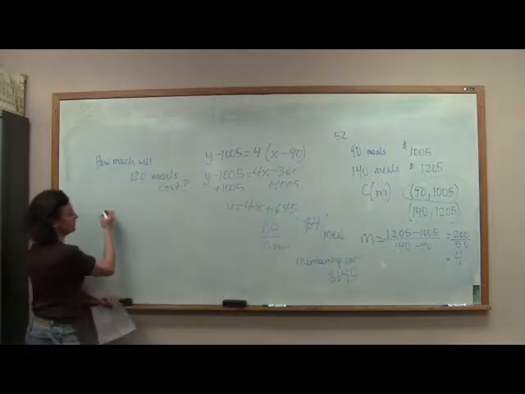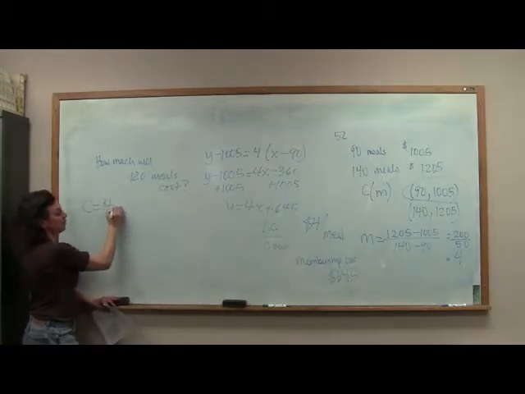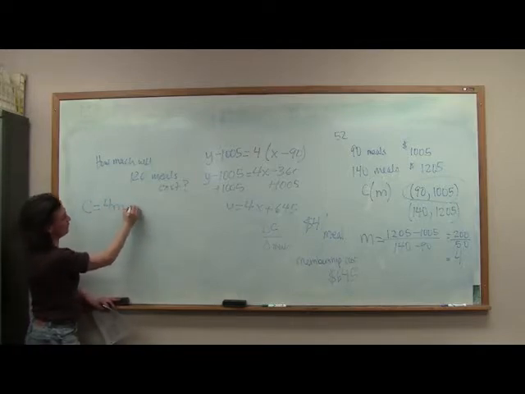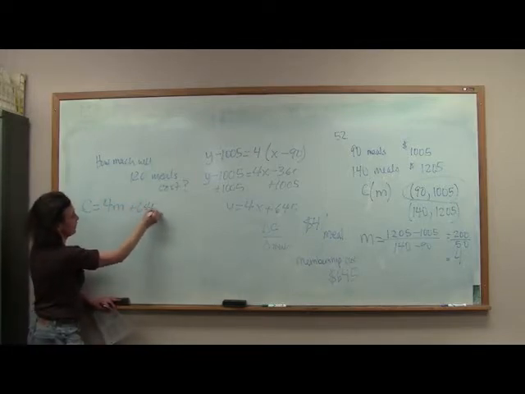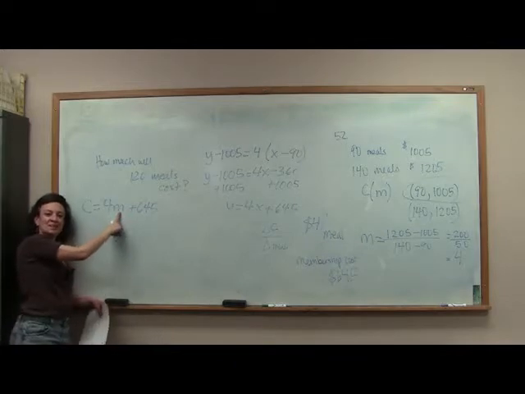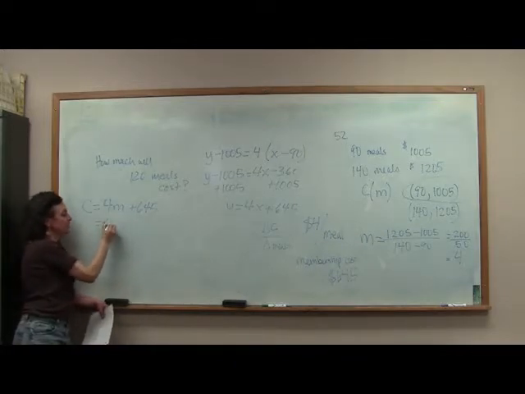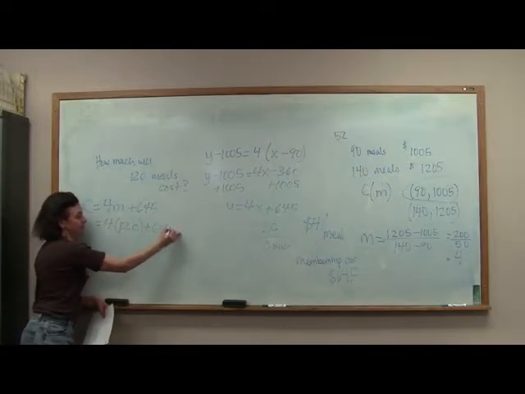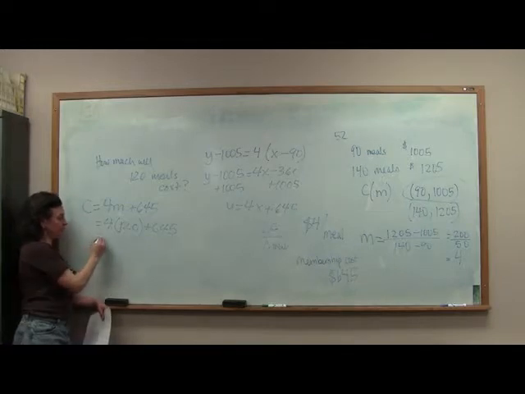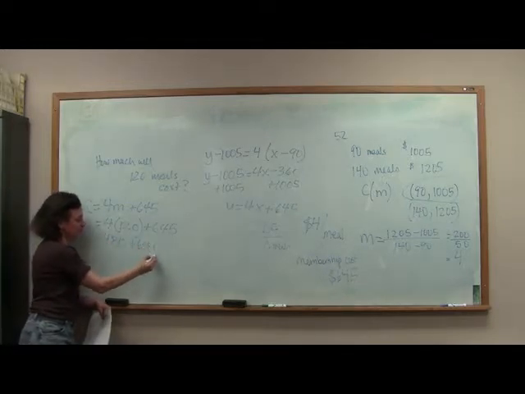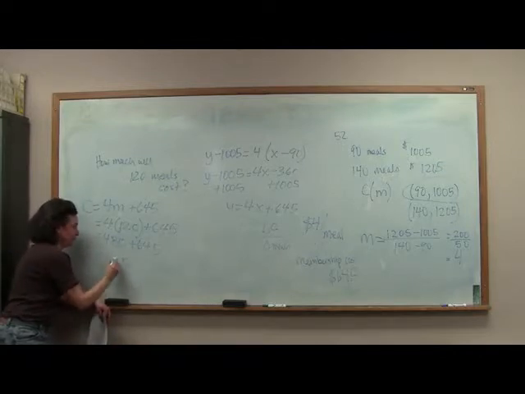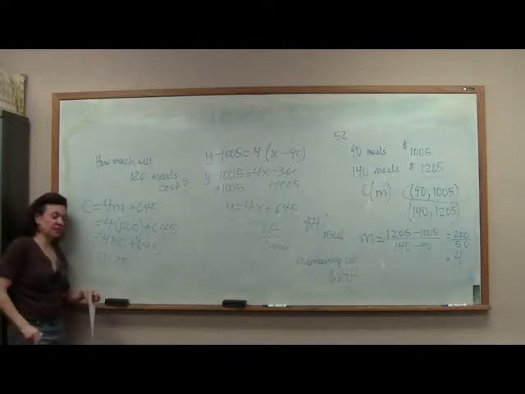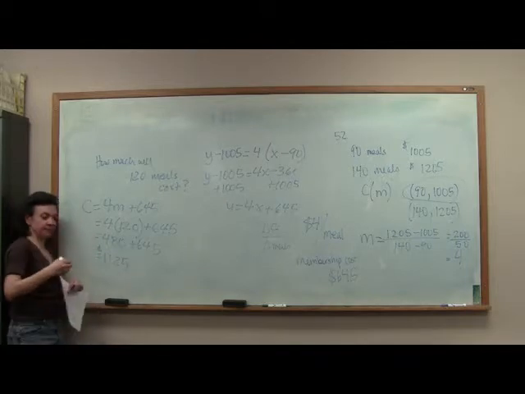I guess to be precise, we could rewrite this as c is 4m. But that would kind of mess us up, right? Because usually we think of m as our slope, but here it represents the number of meals. To compute this, all you would do is plug 120 in for the number of meals. So you get, what, 480 plus 645? So $1,125.